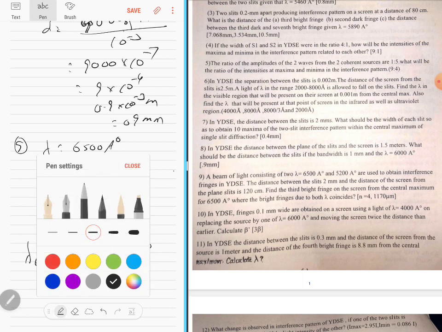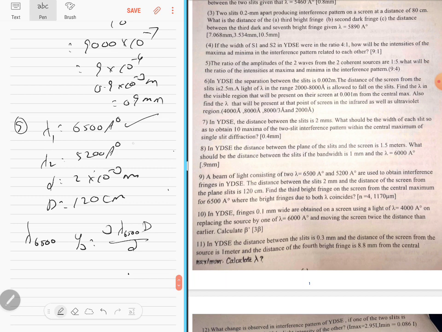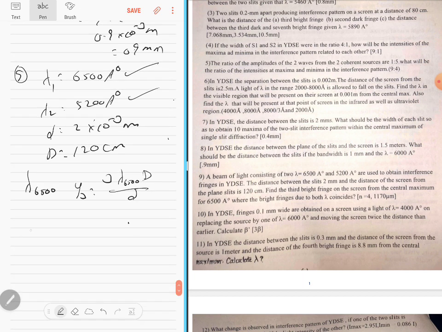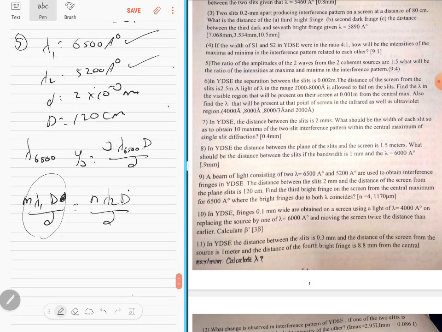Okay. So if both the bright fringes are coinciding due to this wavelength and this wavelength, you know that lambda 1 into capital D by small d is the position of the mth bright fringe, and lambda 2 into capital D by small d is the position of the nth bright fringe. They both are coinciding. So this is the position of the mth bright fringe, and this is the position of the nth bright fringe using different wavelengths. They both are coinciding, which means capital D by small d will get cancelled. So m by n itself is lambda 2 by lambda 1.